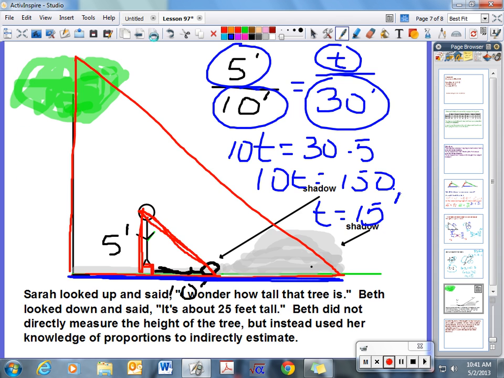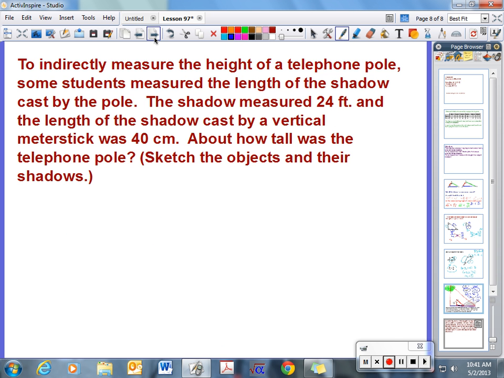Okay, now let's try another one where maybe you won't have to deal with my lack of artistic ability here. To indirectly measure the height of a telephone pole, some students measured the length of the shadow cast by the pole. So I'm going to draw a pole here, okay? And that's the height, and then I'm going to draw this out to be the shadow here. If I can get my stylus to work. So the shadow measured 24 feet. They did know that. All right.